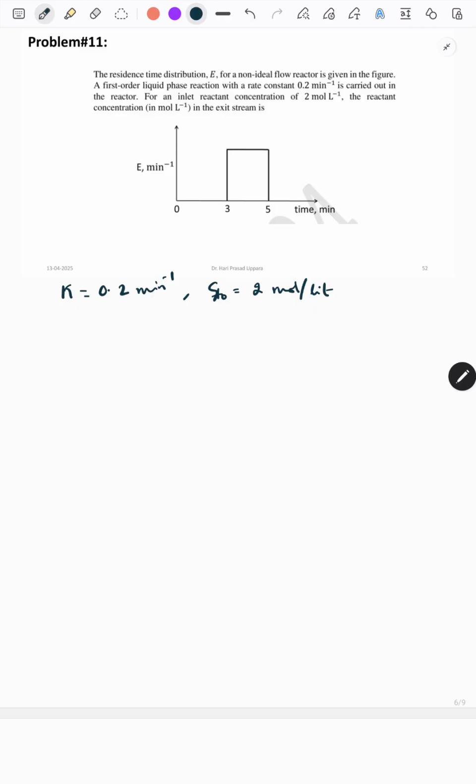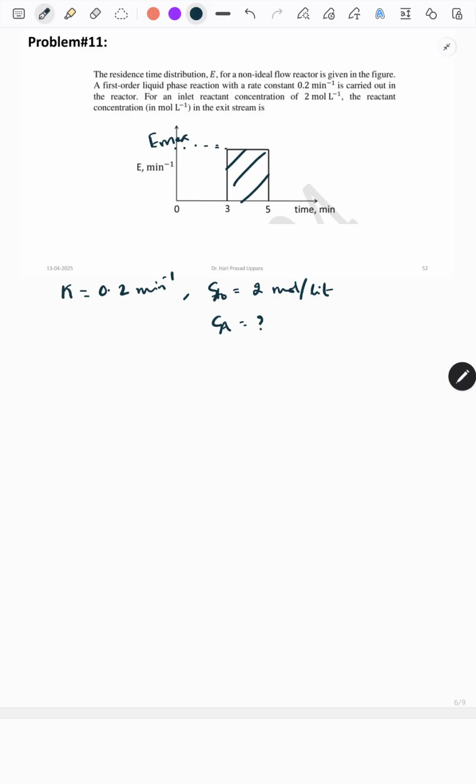And the reactant concentration in the exit stream, Ca, we need to calculate. So first what we need to do is calculate the maximum value of this E curve. Maximum value we need to find out. So I am assuming this as E max.